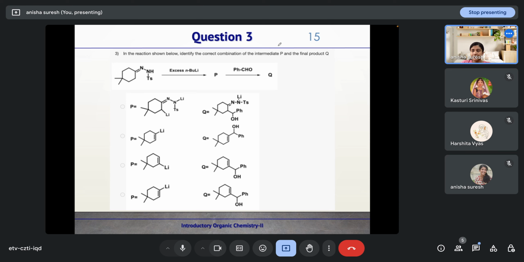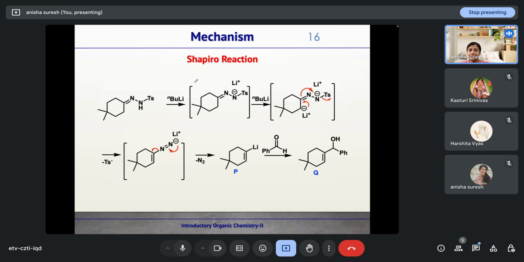Any guess? It will not be A. I will show the mechanism, so it will be more clear.